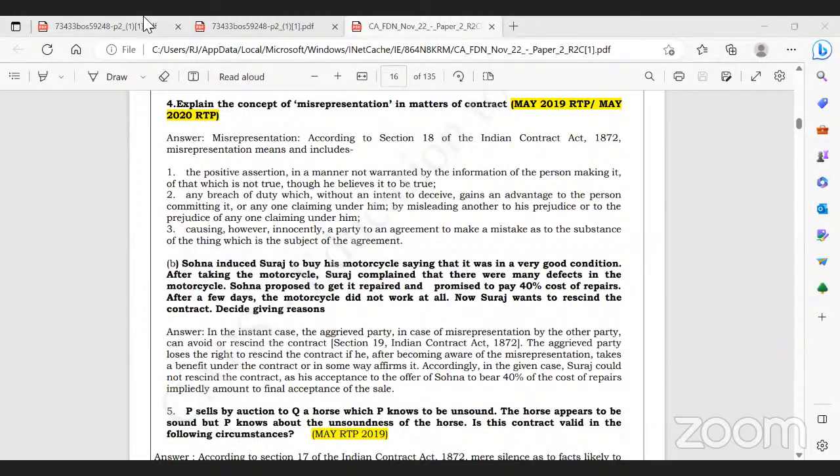Okay, read the next one quickly. Sohna induced Suraj to buy his motorcycle, saying that it was in a very good condition. After taking the motorcycle, Suraj complained that there were many defects in the motorcycle. Sohna proposed to get it repaired and promised to pay 40% of the cost of repairs. After a few days, the motorcycle did not work at all. Now Suraj wants to resign the contract. Decide, giving reasons. Can he resign the contract? Definitely, because they... Read the answer for this, no, Viksha?